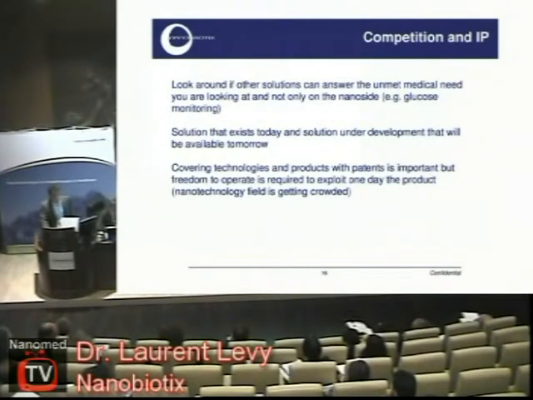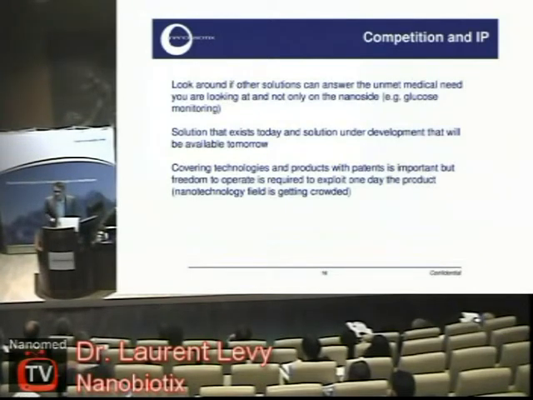Just a few last words about competition and IP. That is something that is missing in most of the proposals. Most of the time people propose a solution, a technical solution, without even looking at what is around, thinking that this solution should be better. But sometimes there is a better solution already existing, or we also need to look at what will exist in the future. Your technology will take, let's say, 5 years, 10 years to go to market, but there are also other technologies and products under development. And that's very important.